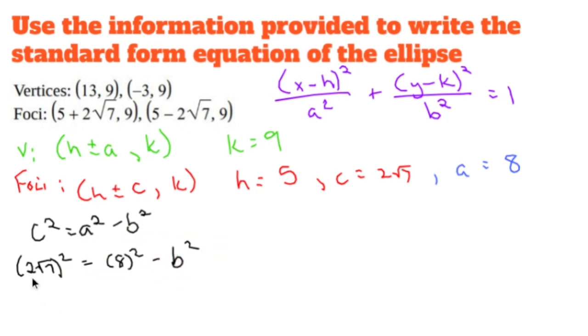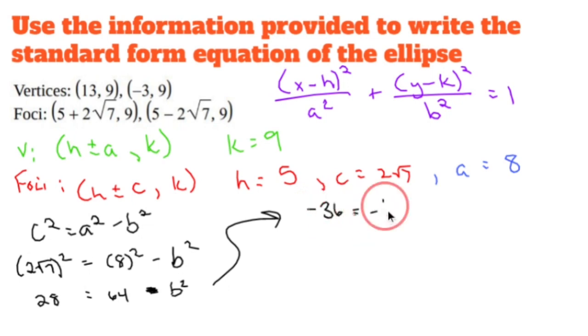2 root 7 times 2 root 7 is going to be 4 times regular 7, which is 28. This becomes 64 minus b squared. Subtract 64 from both sides, and that gives us negative 36 equals negative b squared. Make them both positive. 36 equals b squared, which implies that if I square root everything, b is 6.